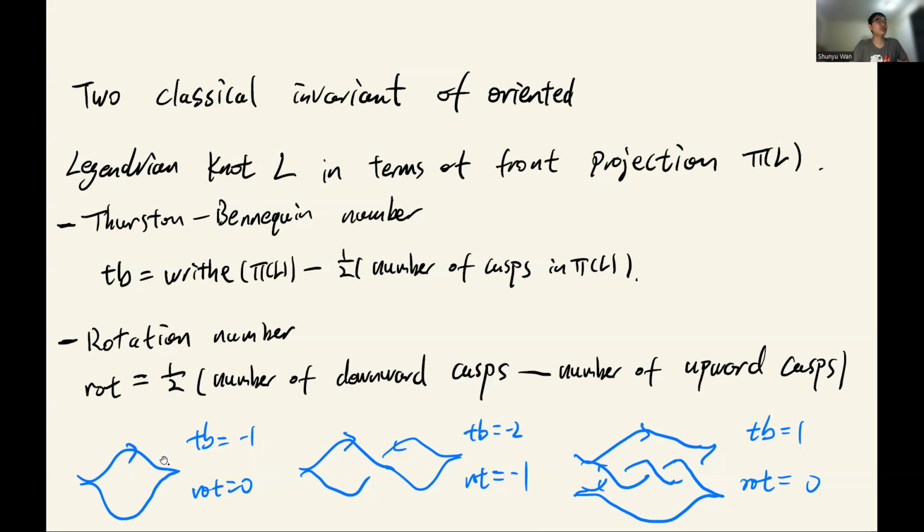So even these two are smoothly the same thing, they're smoothly just the unknot, but because they have different TB and different rotations, these two Lagrangian unknots are not Lagrangian isotopic. And the third one is just another example to check. You can check it has TB equal to 1 and rotation equal to 0.